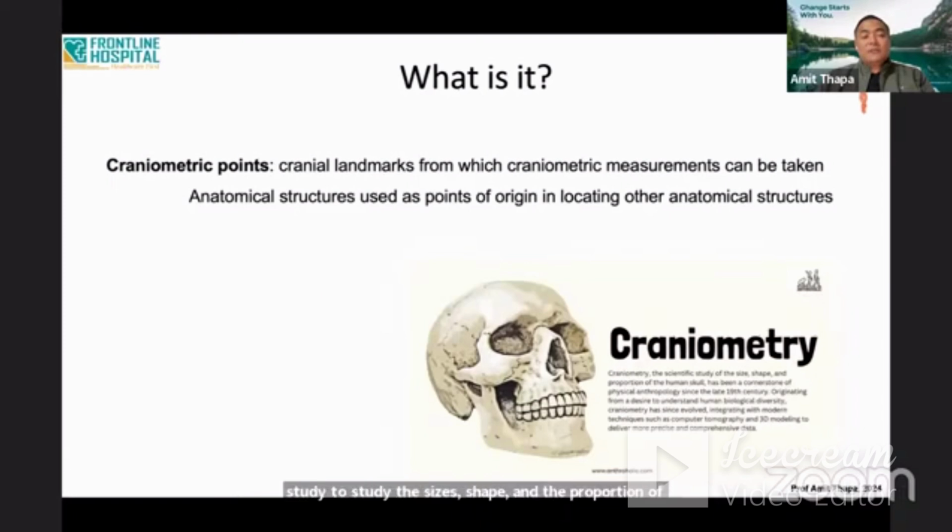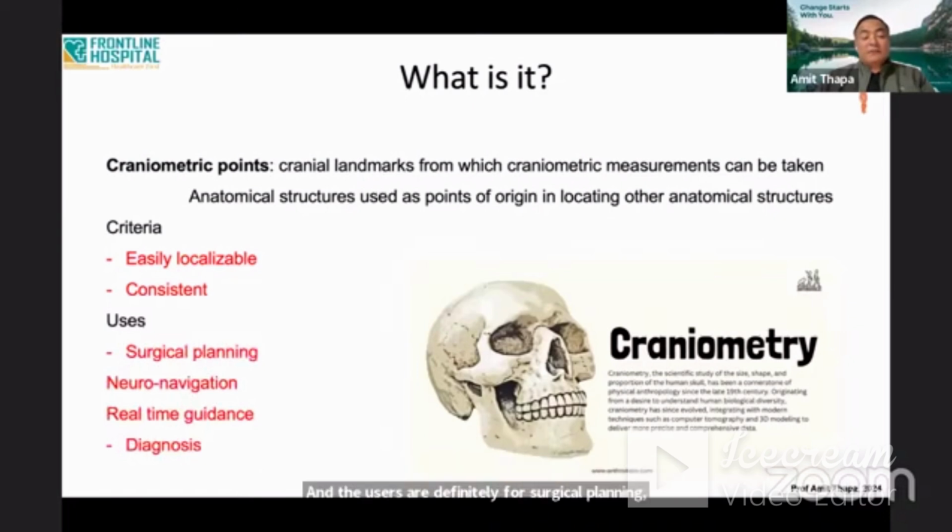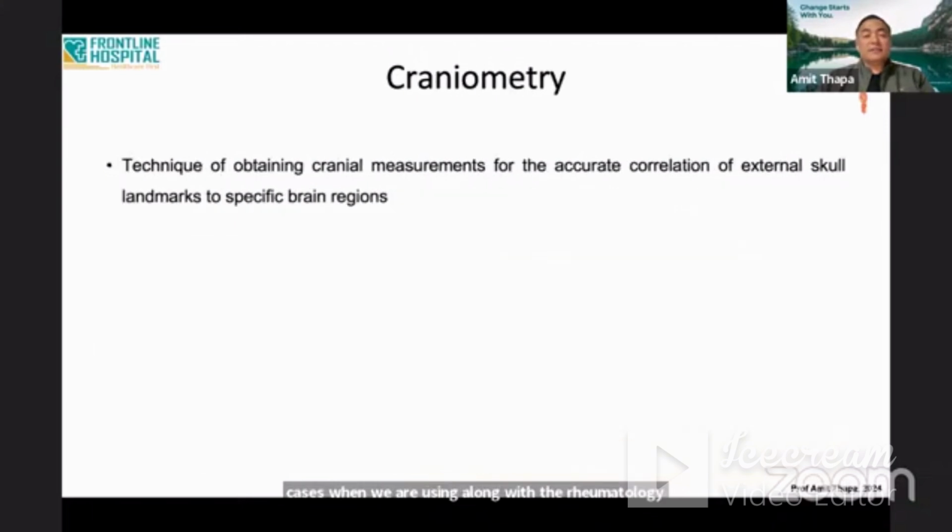And craniometric points are those crucial landmarks over the cranium which can be used to identify or measure these craniometric measurements. Now, the criteria for these craniometric points are that they have to be easily localizable, and they have to be consistent, so that everyone who is looking at the patient's skull can identify these points very easily. And the uses are definitely for surgical planning, neuronavigation, and real-time guidance as we are operating on the patient's head. And of course, in some cases, when we are using it along with radiology, we can even use it for diagnosis, which we'll just touch upon at the end of the slides.